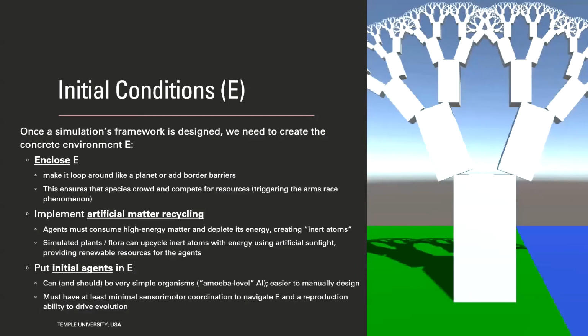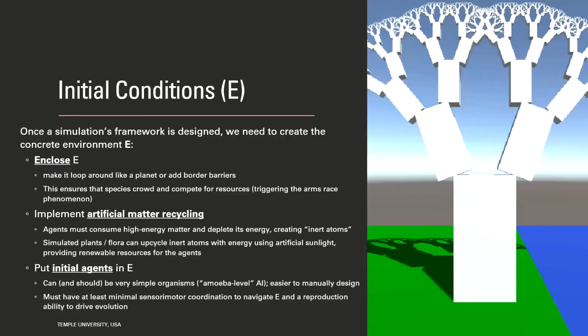Then you have to set the initial conditions of the environment. Once you have designed the framework for your simulation, you have to actually create the concrete environment. And this requires an environment that is enclosed, so you could have something that loops around like a planet or has some sort of border barriers. And this ensures that the species crowd together, forcing them to compete for resources and triggering the arms race phenomenon.